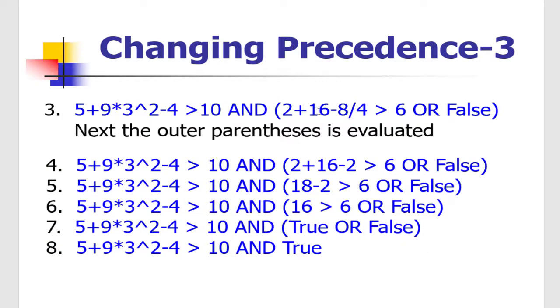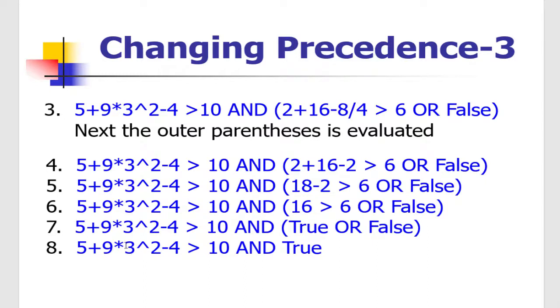So this is where we are raising 2 raised to power 4 to give us 16. Do the division to give us 2. Do the addition, then the subtraction to give us 16. 16 greater than 6, this evaluates to true. So this is true or false, and true or false basically evaluates to true.